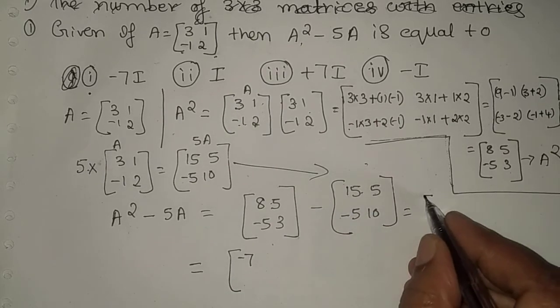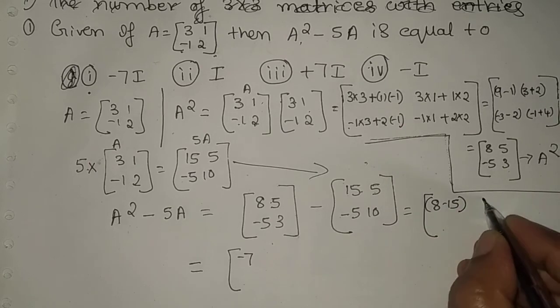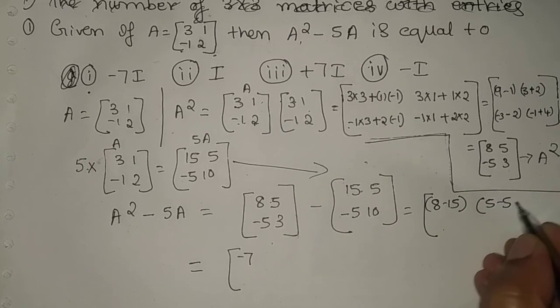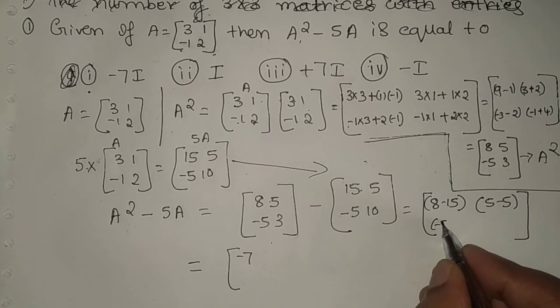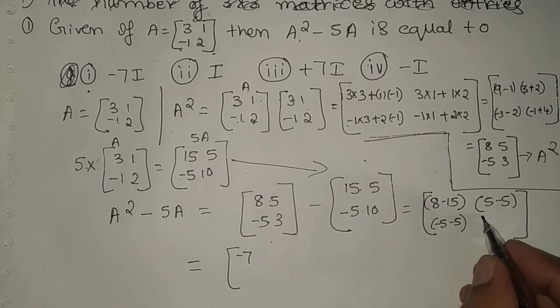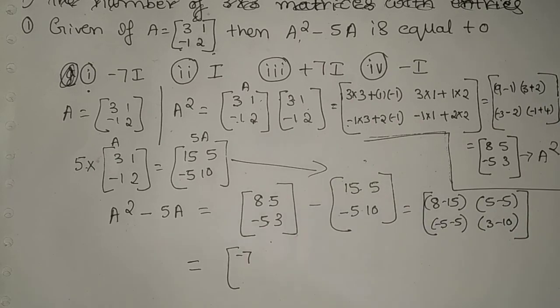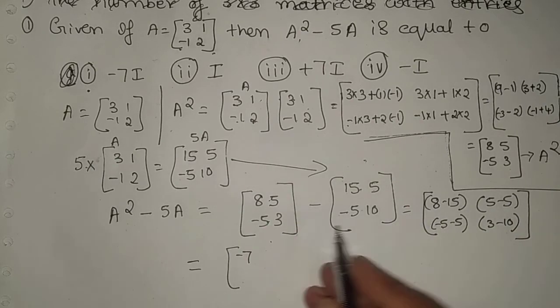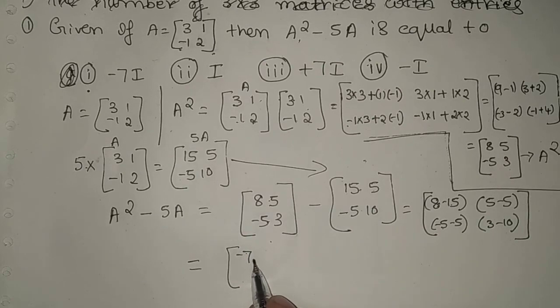Here we can write like this, in detail. 8 minus 15 is the first element. Then 5 minus 5, the second element. Minus 5 minus minus 5, the third element. Next is 3 minus 10. So we wrote it in full detail. Now we can directly write: 8 minus 15 is minus 7.